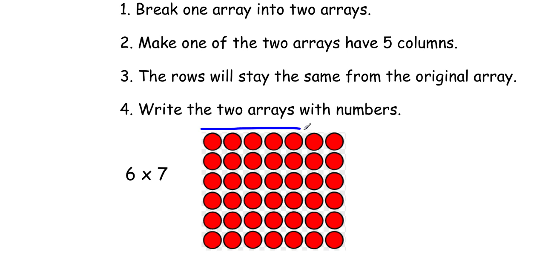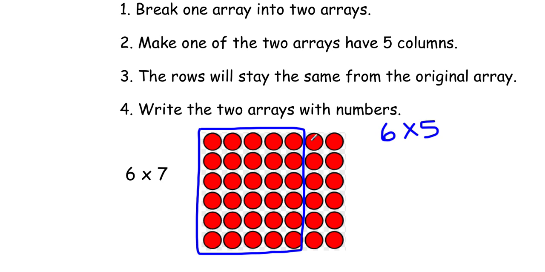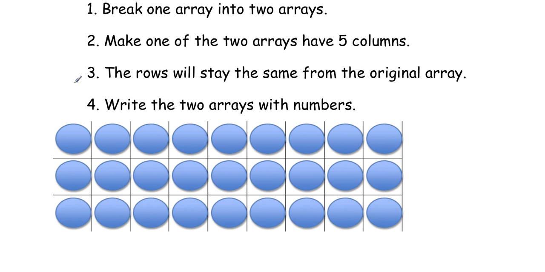Again, I'm going to go around 5 columns. And now, if I count my rows, 1, 2, 3, 4, 5, 6, and of course 5 is the number of columns, 6 by 5, and then the leftover happens to be 1, 2, 3, 4, 5, 6 by 2. Continue to move on here one more time.